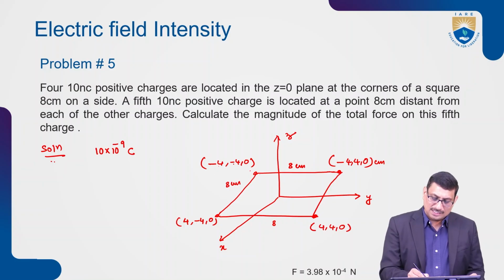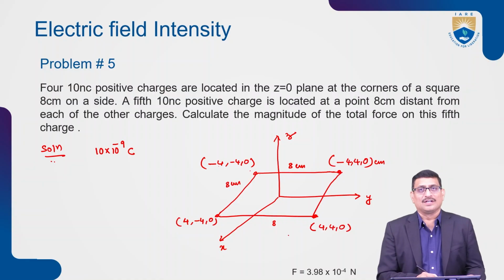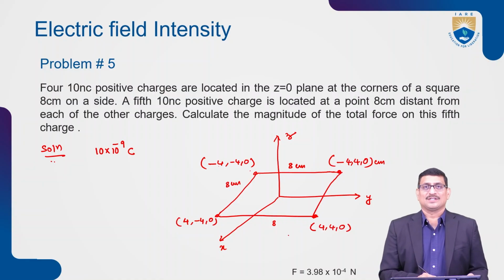See that here it is minus 4, minus 4, 0, and it is 4, minus 4, 0. Minus 4 minus 4 is minus 8 squared. Minus 4 minus of minus 4 means 0 and 0. So 8 squared under the root is 8 centimeters. Anywhere the distance you calculate, you will get 8 centimeters only.